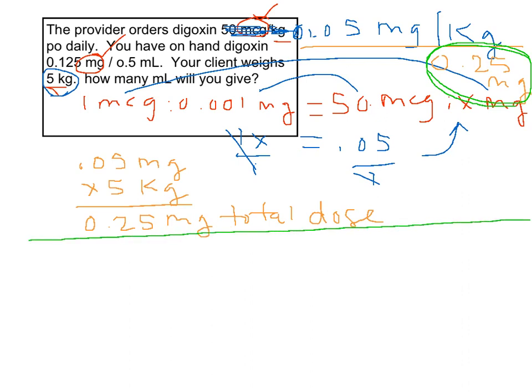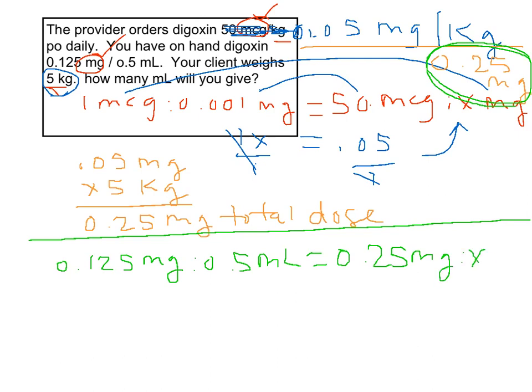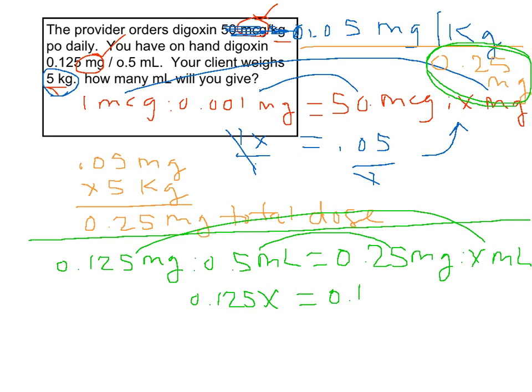So now we have 0.125 milligrams in 0.5 mils. That's what we have on hand. And what we're supposed to give is 0.25 milligrams, but we don't know how many mils that is. Okay? Multiply outer, and you get 0.125x. Multiply inner, and what you get is 0.125.